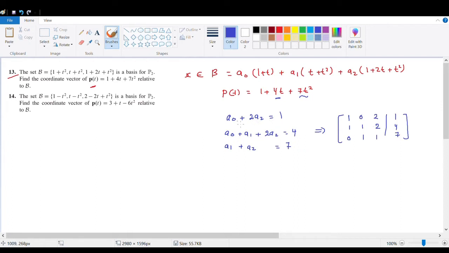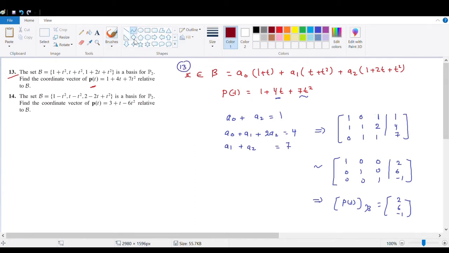Sorry for this one, it is a0 plus a2, so this one is a1 also, because here a2 is multiplied by 1, so we have this one. Now if we do row operations for this matrix, our new matrix is 1 0 0, 0 1 0, 0 0 1, and here we have 2, 6, minus 1. So from here we get the coordinate vector of p(t) is equal to (2, 6, -1). This is for 13. We'll do the same thing for 14.